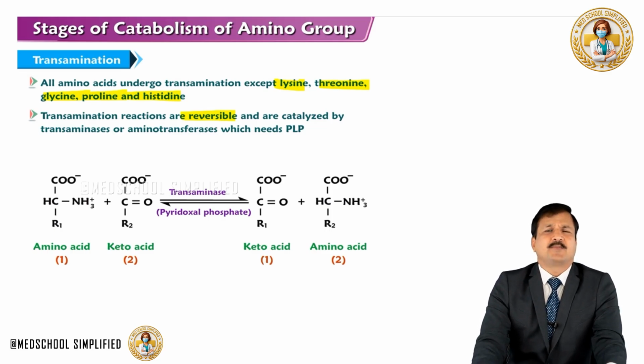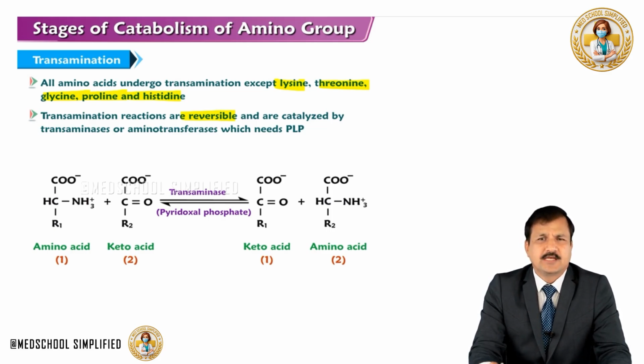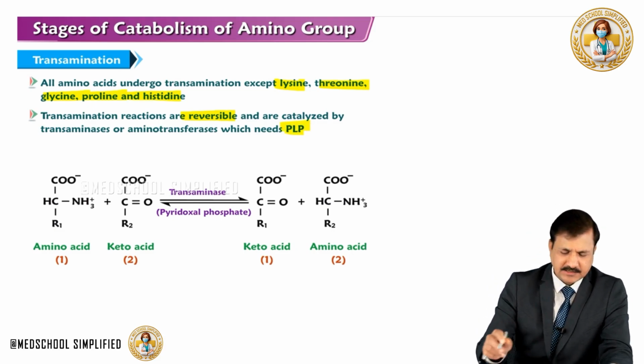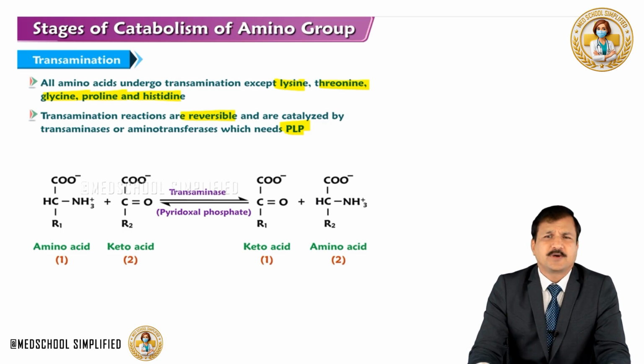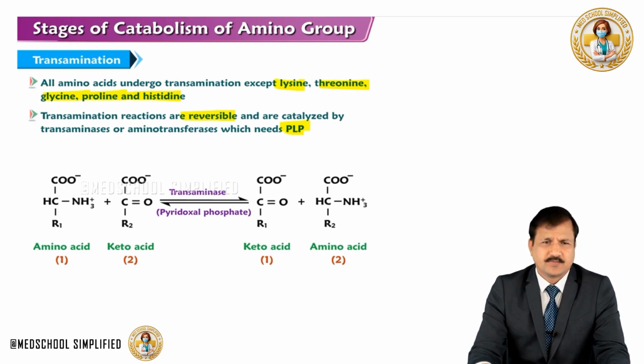And one thing that is common for every transaminase is that they need a coenzyme, which is an active form of vitamin B6 called pyridoxine, and the coenzyme here is pyridoxal phosphate. Pyridoxal phosphate acts as an intermediate for a transfer of amino group from an amino acid to an alpha keto acid to convert that alpha keto acid into an amino acid.